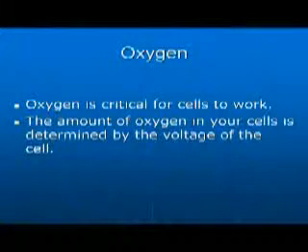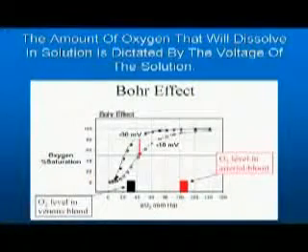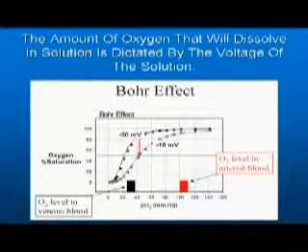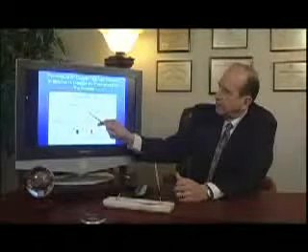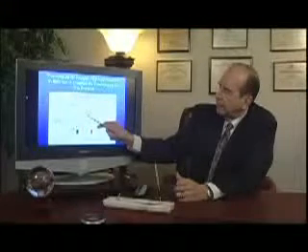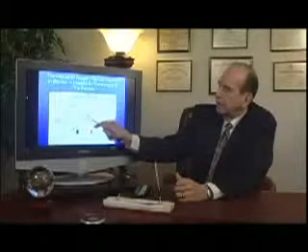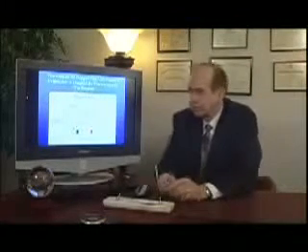We also need oxygen to make our system work, and the amount of oxygen that can be in a cell is dictated by the amount of voltage of the cell. This is called Bohr's law, or Bohr effect. Here you can see in this graph the amount of oxygen that can get into the cell. If your voltage is at minus 30 millivolts, it is this much. If it drops to minus 10 millivolts, you get in much less. So the oxygen saturation goes from 100% down close to 80% by just dropping your voltage 20 millivolts.